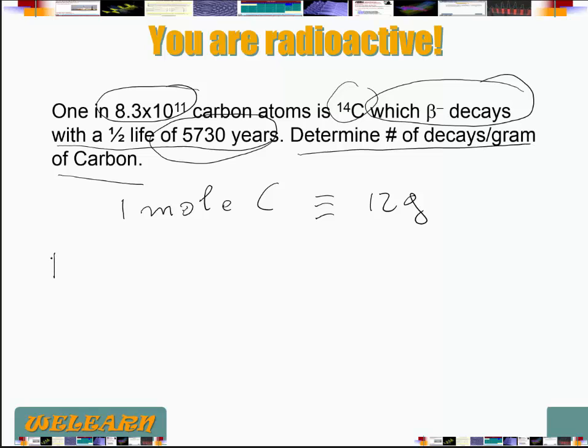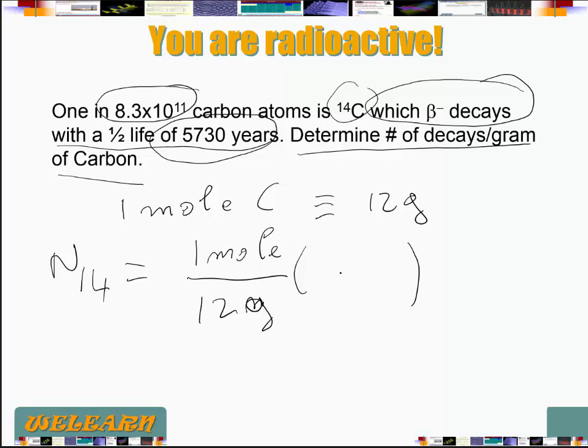So to find the number of carbon-14 in 1 gram, what we need to do is we divide the number of mole by 12 grams. So it's 1/12 of a mole that we are looking for. How many carbon-14 atoms are in 1/12 of a mole. And then we multiply that by Avogadro's number. So we know how many atoms we actually have there. So 6.02 times 10 to the 23.